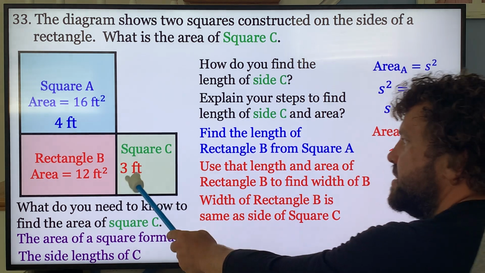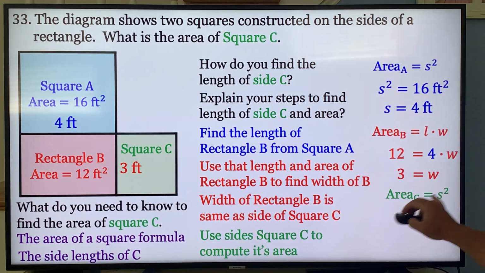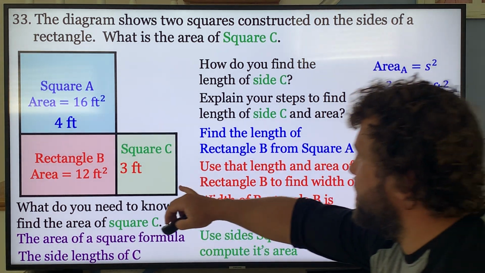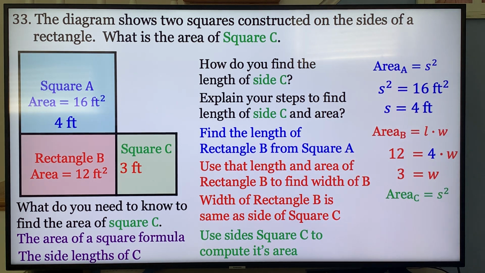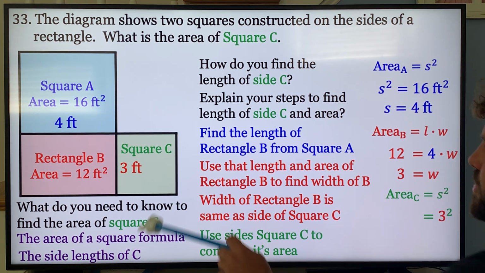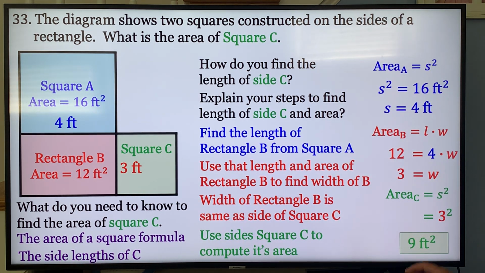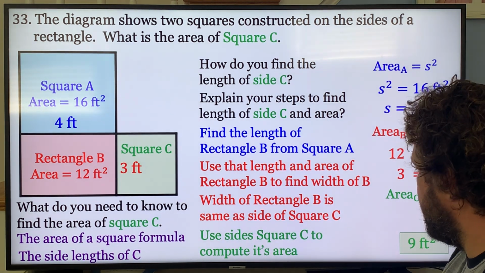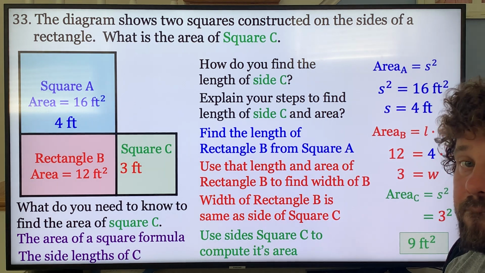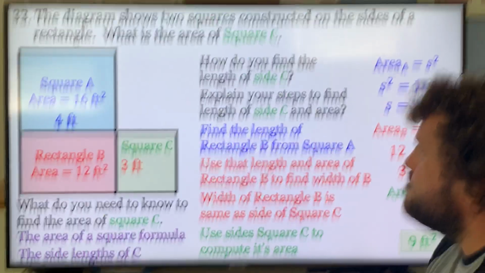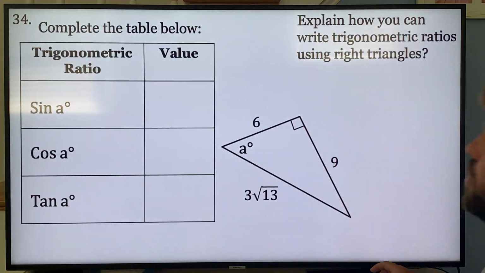Step 3, this is a square. Use the area of a square to compute its area. 3 squared, 3 times 3. 3 squared is 9, so 9 square feet. Good? Feel confident now. Now I'm on a roll.